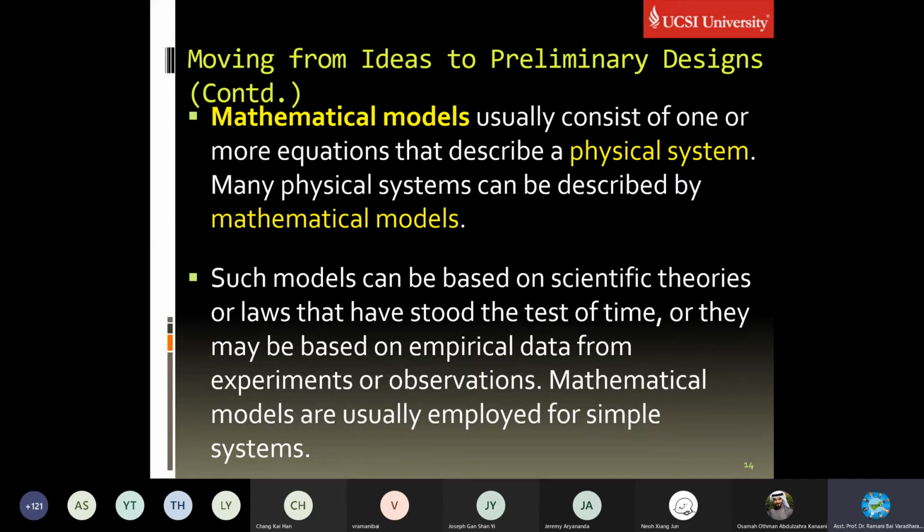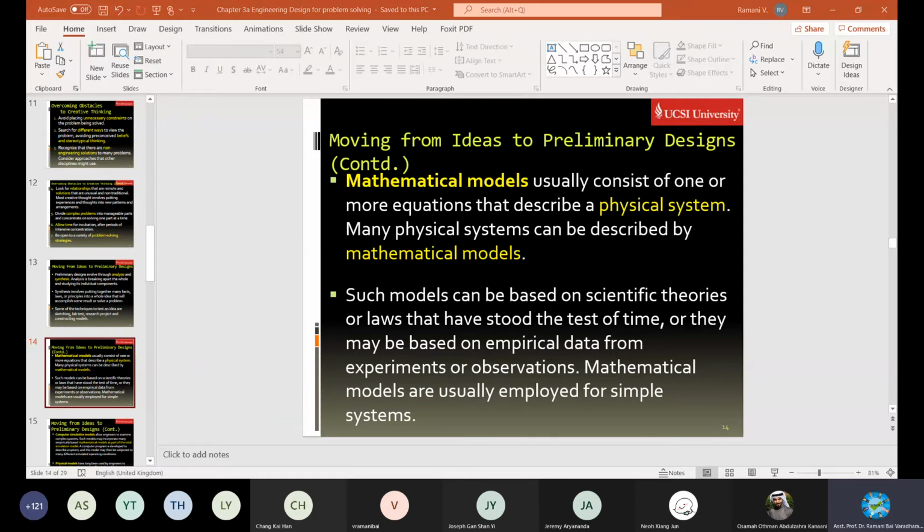About 10 are missing in the class. I don't know why. Now 11 students, 12 students. What happened?